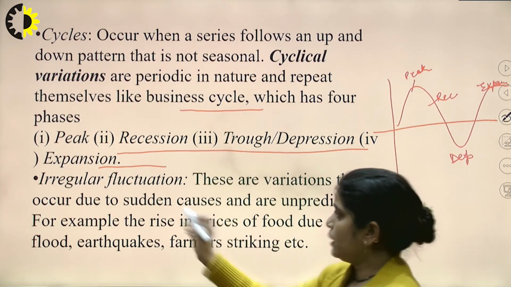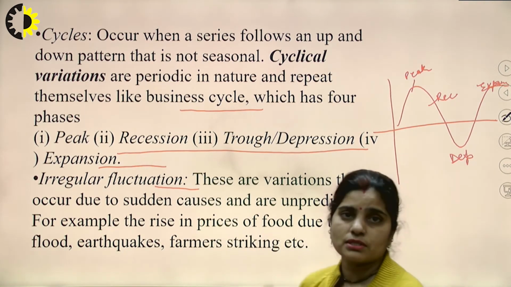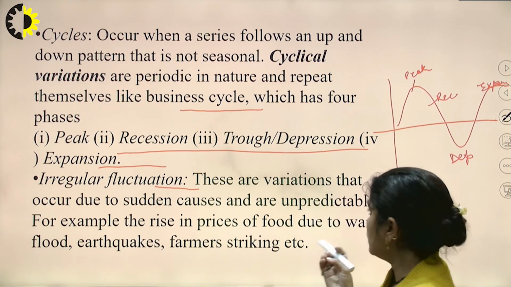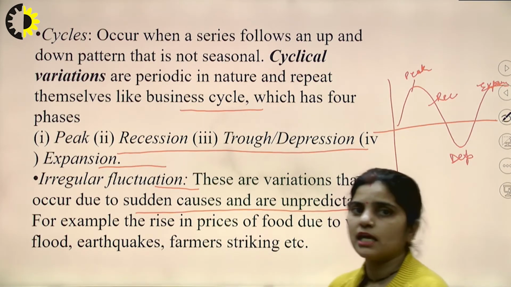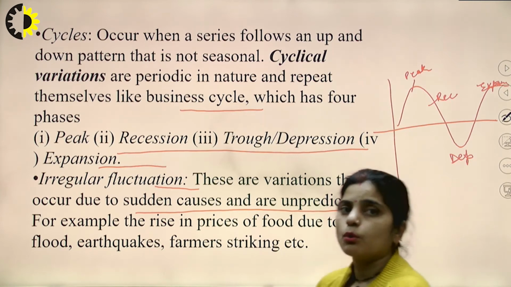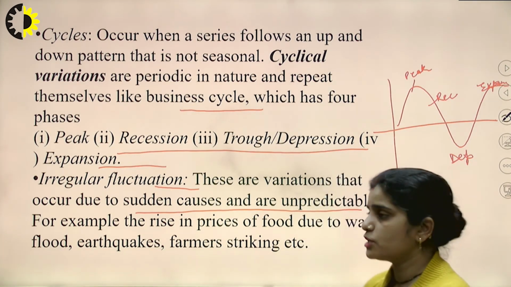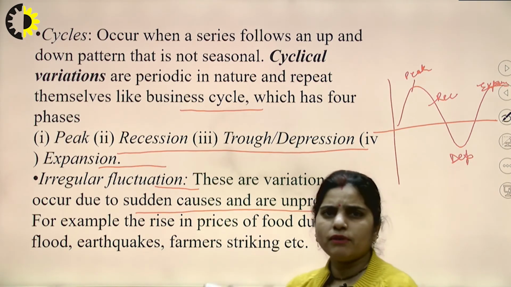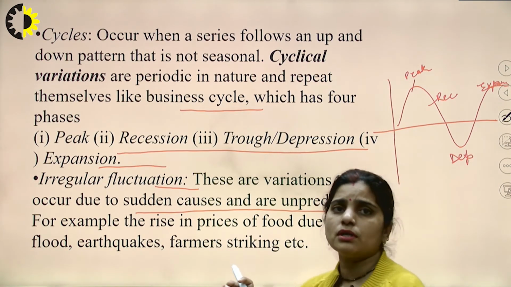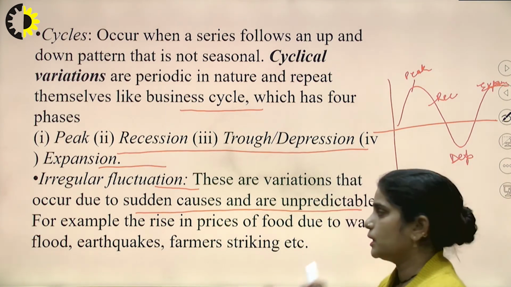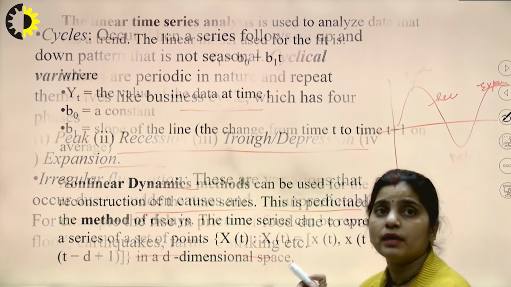Next one is irregular fluctuations, irregular variations or irregular fluctuations. These variations occur due to sudden causes, and these causes are unpredictable, just like floods, earthquakes, COVID. Okay, so there is no prediction about these kinds of natural calamities. So if the variations in the data occur due to sudden causes and due to causes which are not predictable, then these variations come under the irregular variations only.